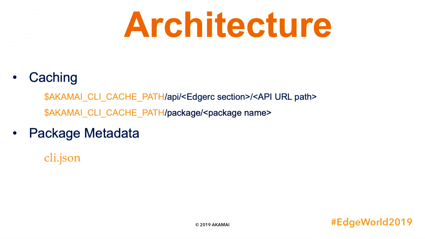If you would like Akamai CLI to know the changes and the commands that are included with the package manager, you will have to include them in the CLI.json file. That will let the Akamai CLI know about the package and the relevant commands attached to it.